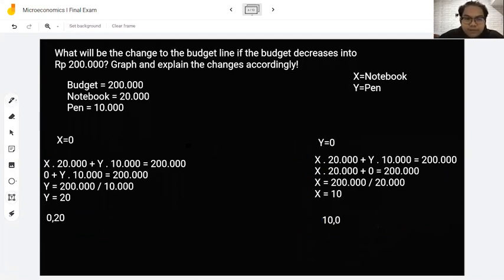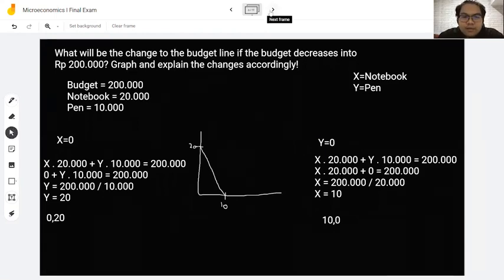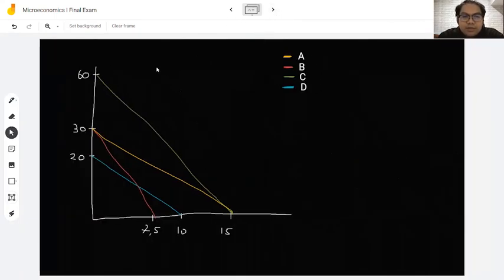We draw the Cartesius diagram again. Ten is right about here, and 20 is right about here. So the line will be like this. Okay, so the final result will be pretty much like this Cartesius diagram. The orange one is question A, the red one is question B, the green one is question C, and lastly, the blue one is question D. It's pretty much like this. So I think A is done.